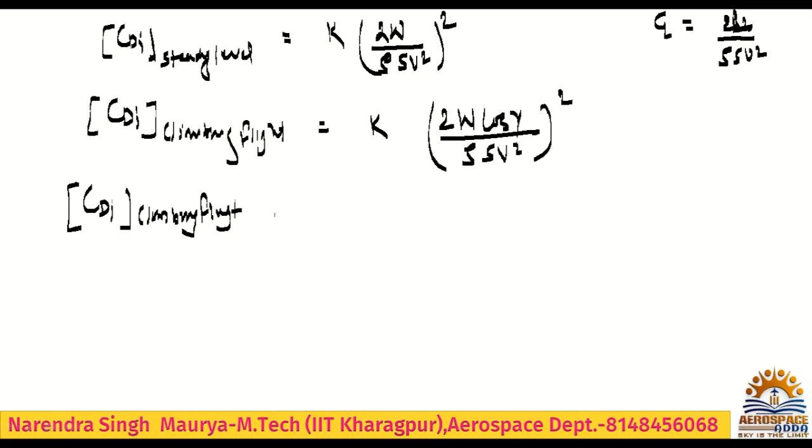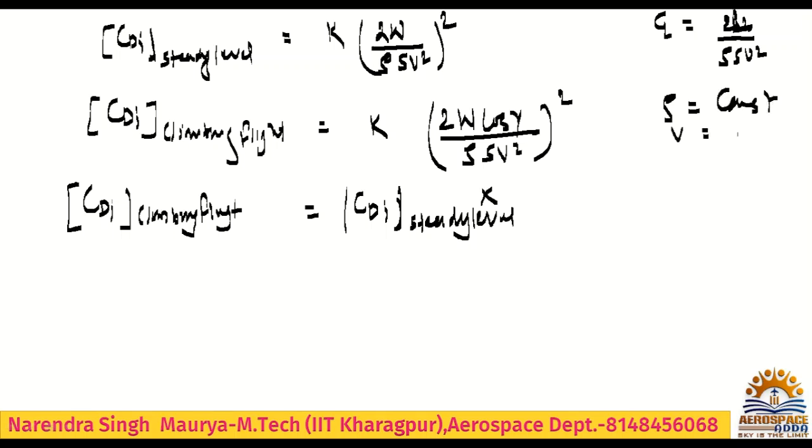So what value will I get? Check. This is nothing but, you write directly, so all the values will be cancelled out if you write the ratio. So CDI for climbing flight will be CDI for the steady level flight. I am writing the values directly so you can understand. Most values like rho will be constant because they said altitude is constant. They said same speed, so V is also constant. So all values will be cancelled out.